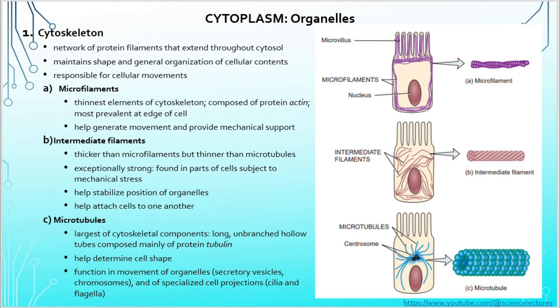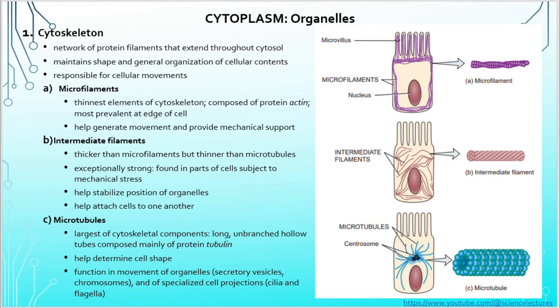As their name suggests, intermediate filaments are thicker than microfilaments, but thinner than microtubules. Several different proteins can compose intermediate filaments, which are exceptionally strong. They are found in parts of cells subject to mechanical stress. They help stabilize the position of organelles, such as the nucleus, and they help attach cells to one another.